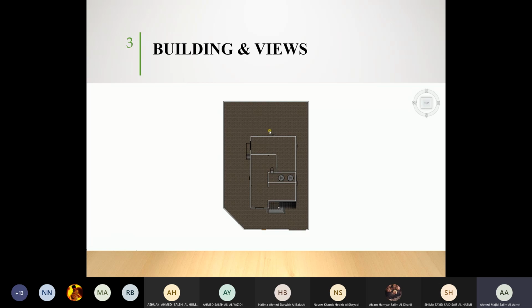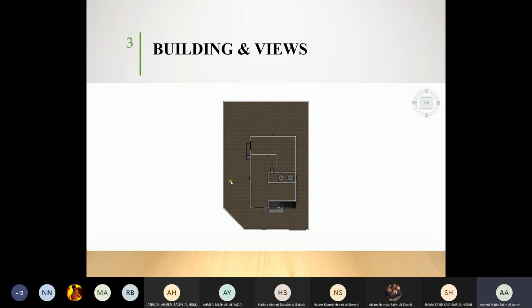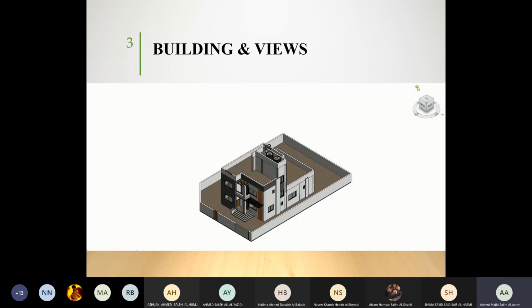Why are we keeping the side setbacks? So that you will have privacy. Your neighbor will not be able to see whatever activities you are doing inside your house. Okay. So this is an explanation of the setbacks. Here we have illustrated the setbacks for you.